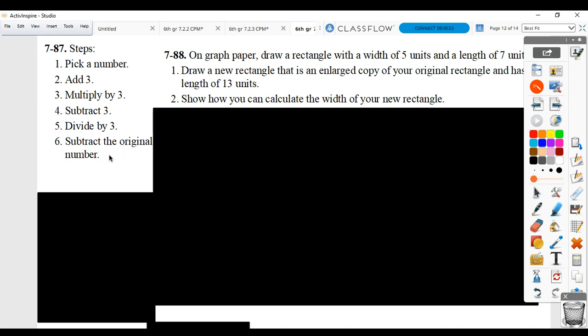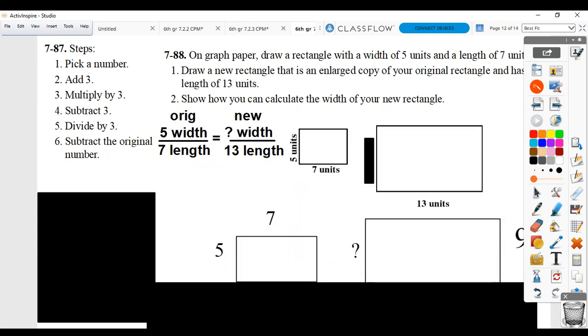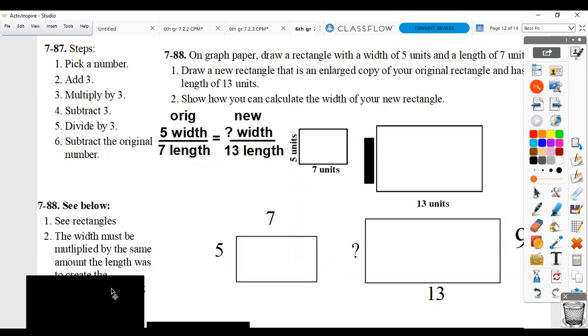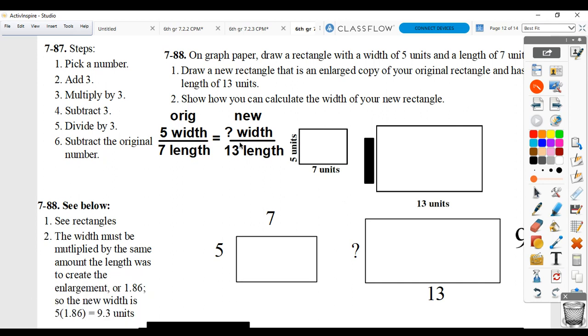For 788, you had to draw a rectangle with a width of 5 and a length of 7 units, and draw a new rectangle that is an enlarged copy of the original and has a length of 13, and how you could calculate the width. So what we want to do is think about the fact that basically this is our original, right? Width is 5, the length is 7. This is our new rectangle. We don't know its width, but we know its length is 13.